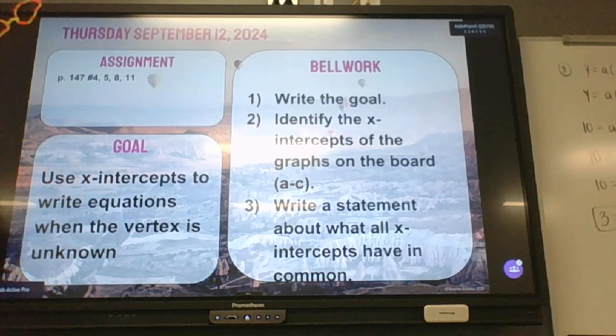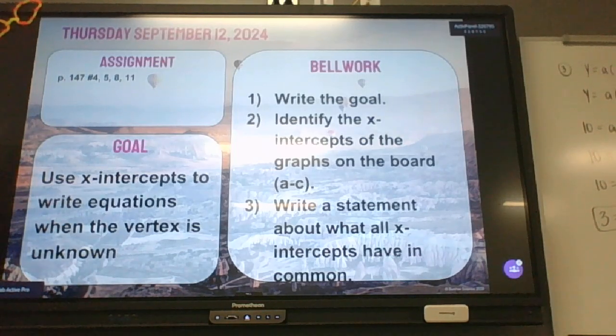Alright, somebody else. William, what's the x-intercept on letter B? 2. And I'm going to write it as an ordered pair: 2, 0. Carter, what are the intercepts on letter C? Negative 2, 0 and 3, 0. Fine. But as far as the statement goes, the point kind of helps. You could read my mind.